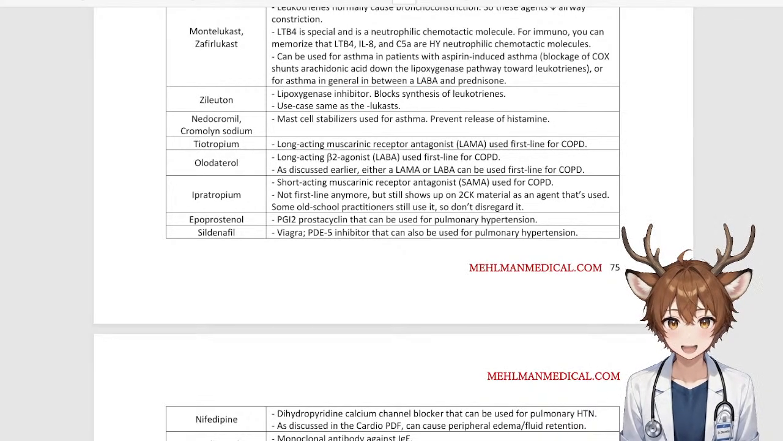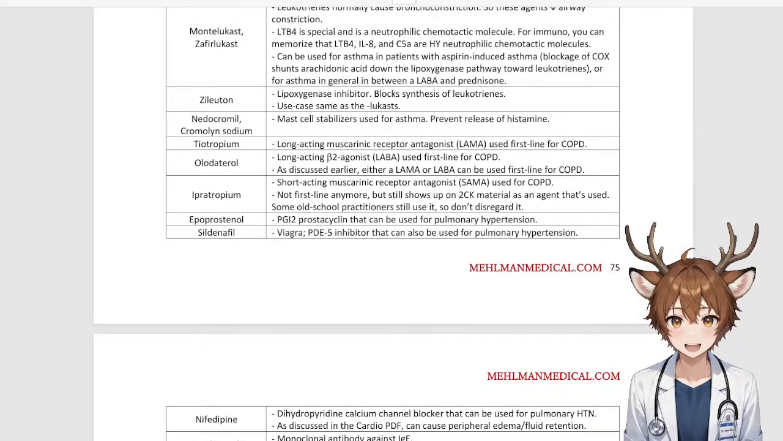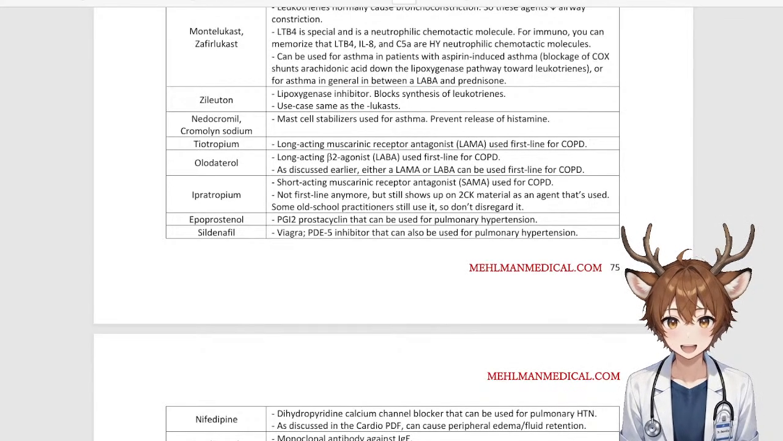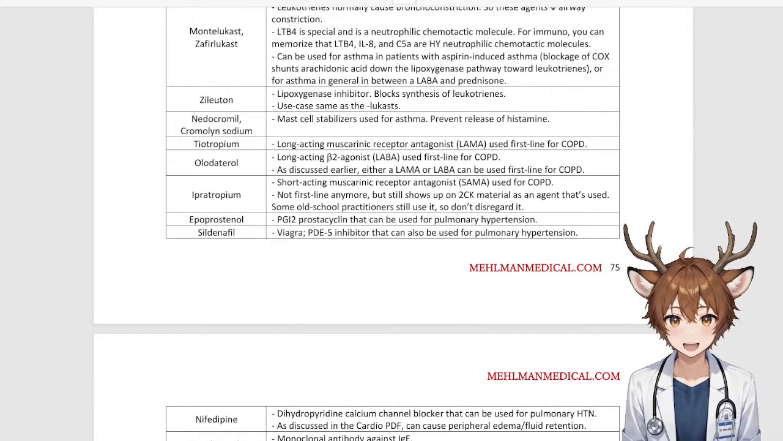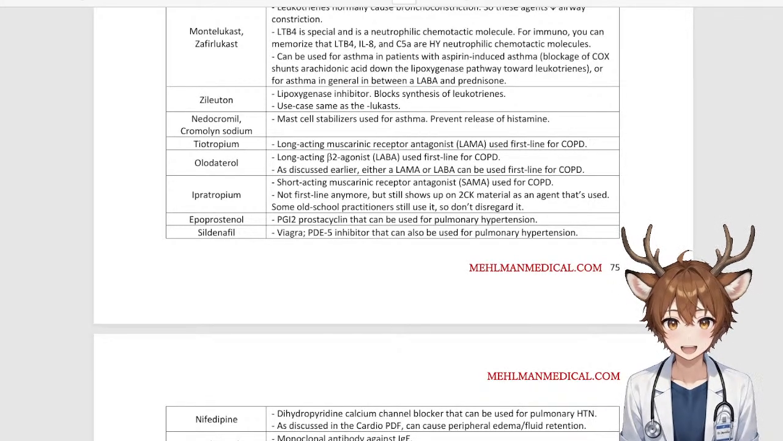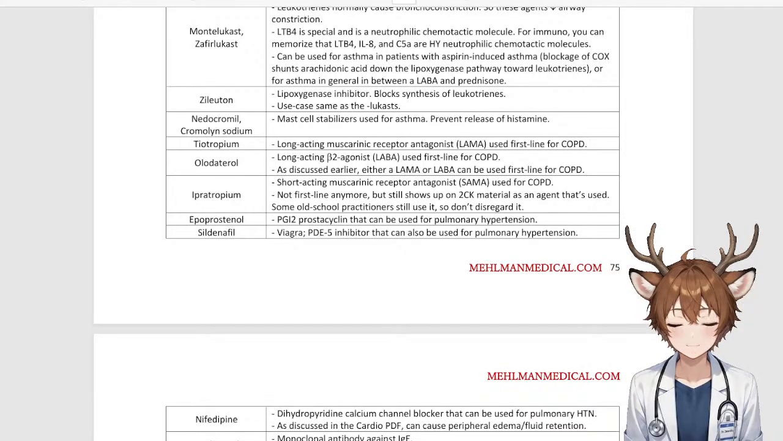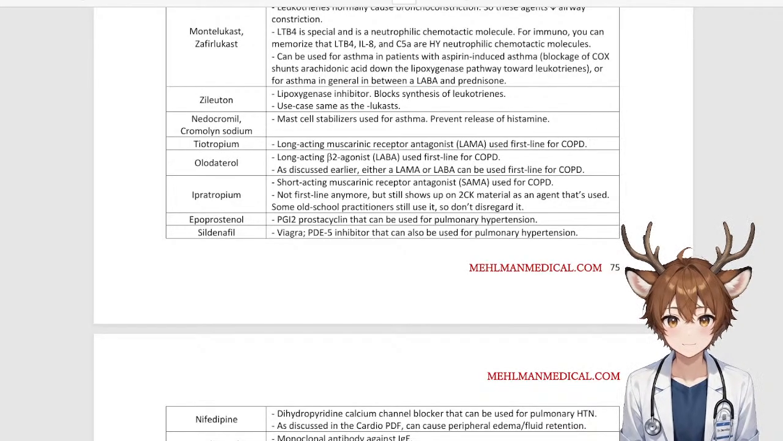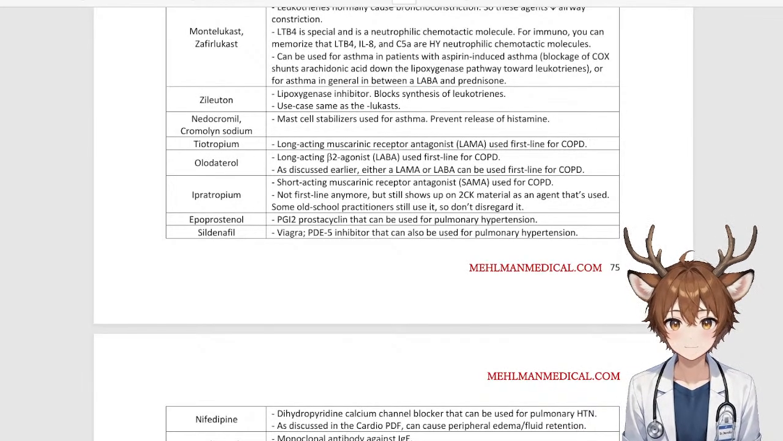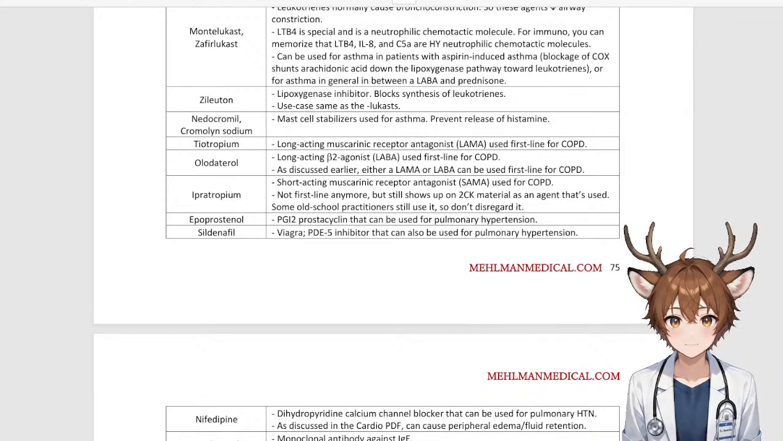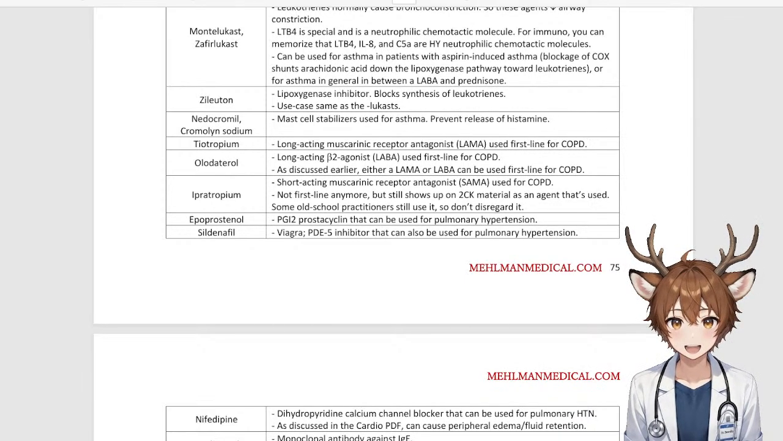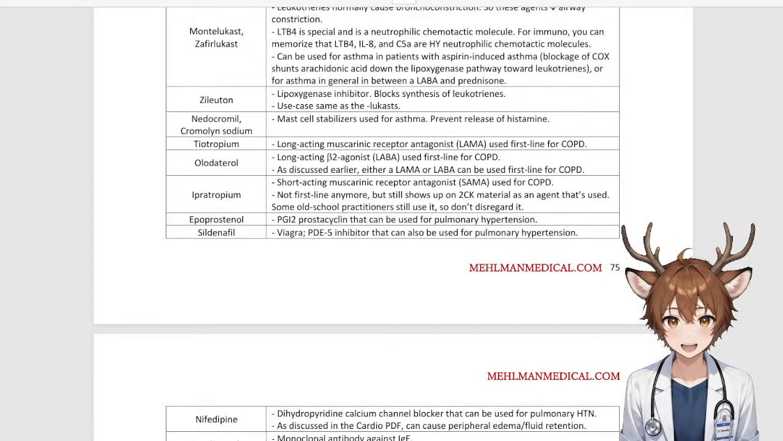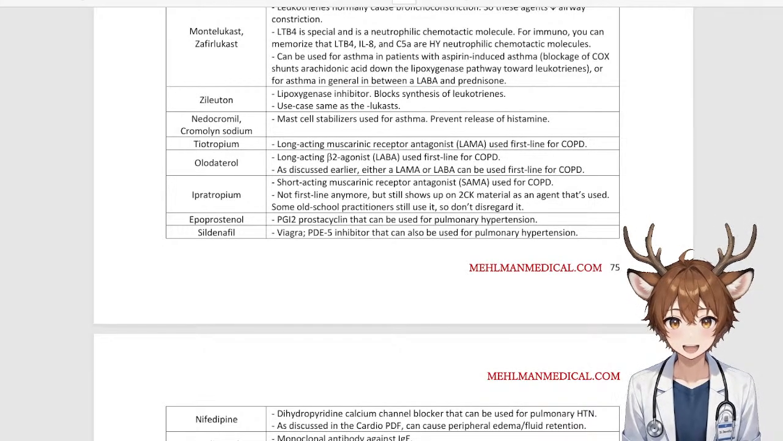Nedocromil and cromolyn sodium, mast cell stabilizers used for asthma, prevent release of histamine. Tiotropium, a long-acting muscarinic receptor antagonist, LAMA, is used first line for COPD. Olodaterol, a long-acting beta-2 agonist, LABA, is used first line for COPD. As discussed earlier, either a LAMA or a LABA can be used first line for COPD.